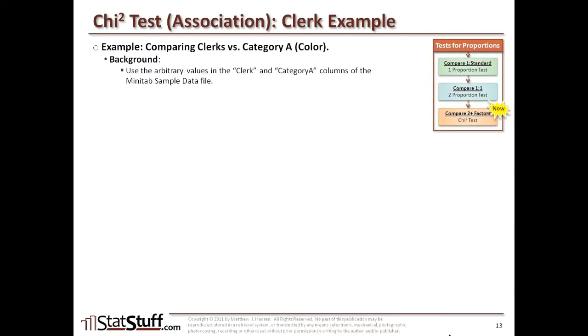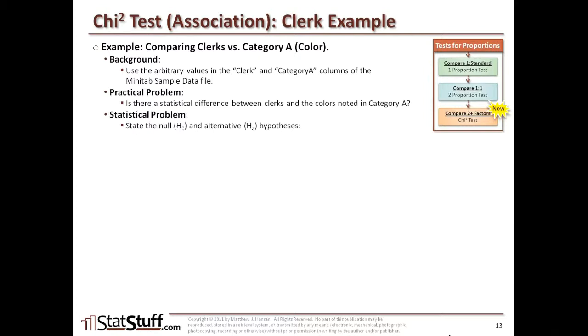So they're basically arbitrary values, represented in the clerk column and the category A column that's supplied in the Minitab sample data file included in this website. So the practical problem we might ask ourselves is, is there a statistical difference between clerks and the colors that we've noted in category A?